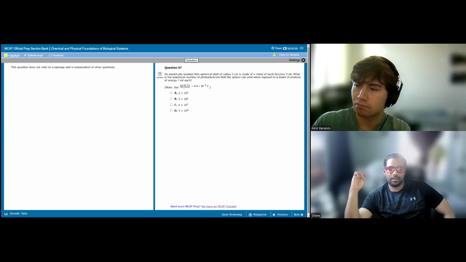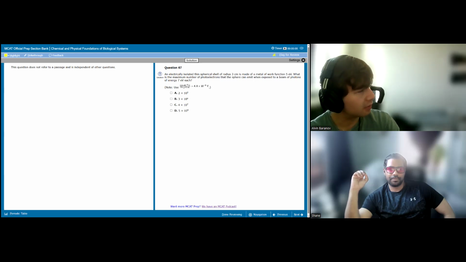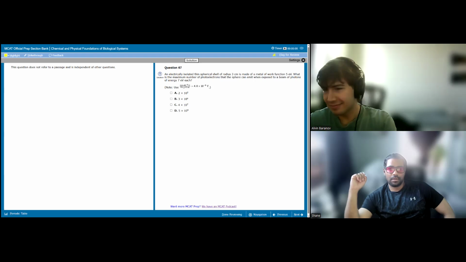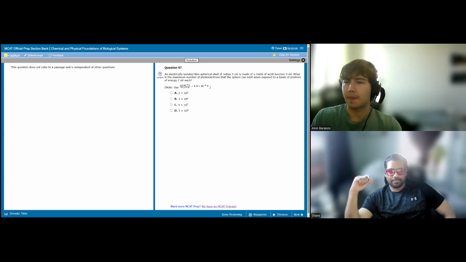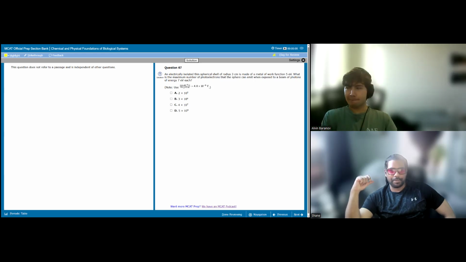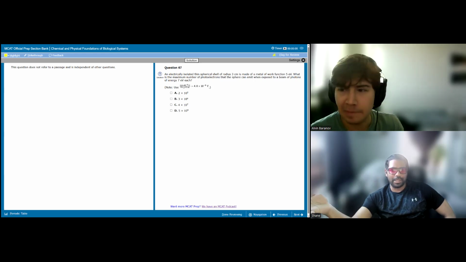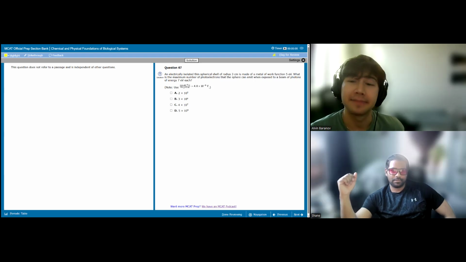And when you say emit an electron, what do you mean? Like, release an electron. Okay, yeah. So, photoelectric effect, right? Yeah. Okay.